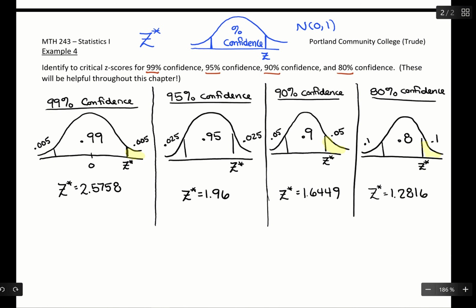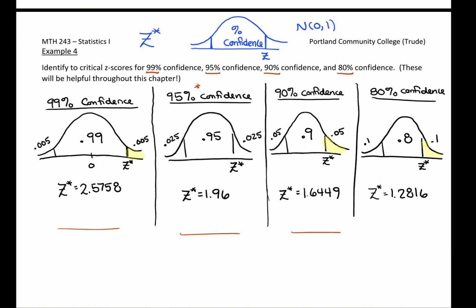I will say 80% confidence isn't very common since that's a pretty low confidence level to have. So definitely these first three, 99%, 95%, 90%, much more common, especially 95% is very commonly used in the real world. So with that, you can copy down those z-scores, and if you're ever asked for any of these different confidence levels, that's your z-score, and you don't have to find it again. Just have it written down somewhere in your notes so you can just refer back to it.